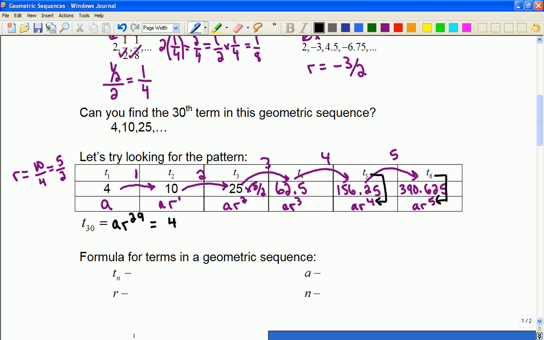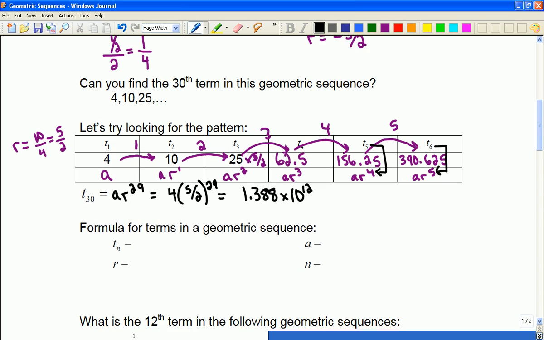So now it would be 4 times the common ratio to the 29th exponent. And you might have expected it, but it's a fairly large number, so I'm going to round it. It's going to be 1.388 times 10 to the 12.